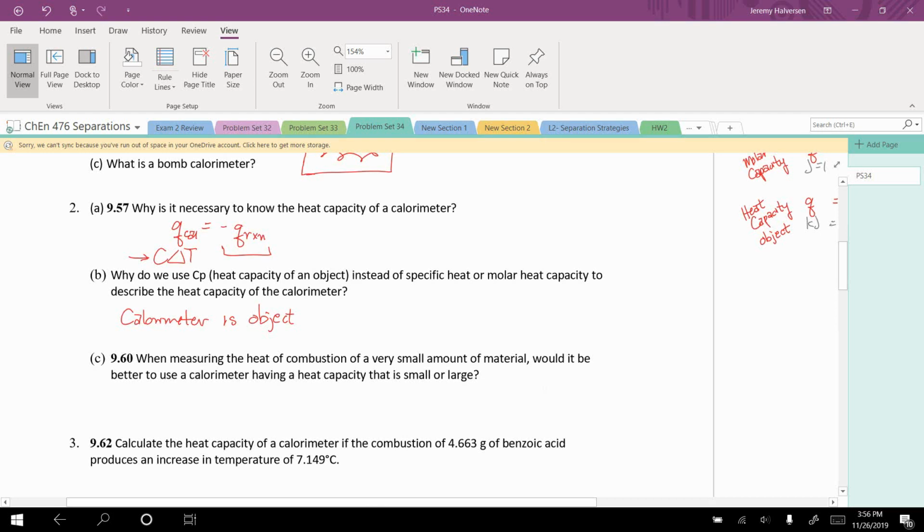I would argue that it's better to use a calorimeter with a small heat capacity, because if we're only burning a small amount of material, then we're only releasing a little bit of heat. So if we want to get a good measure, we need a big temperature change from a little bit of heat, and that is consistent with a small heat capacity. So I believe that small makes the most sense.